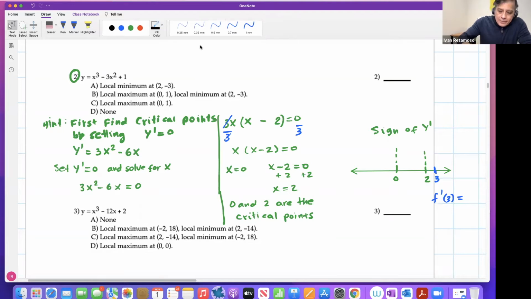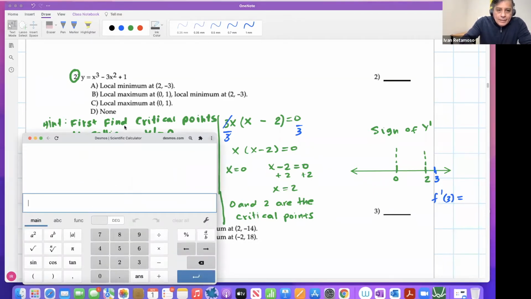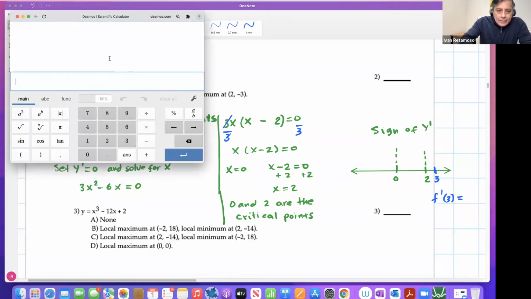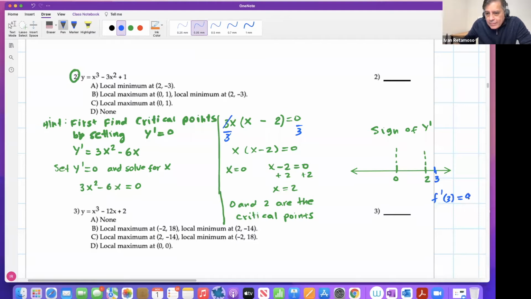I'll do it for everybody to see. If you plug into the derivative, 3x squared minus 6x, with x equal to 3: 3 times 3 squared minus 6 times 3. What I get is 9, positive. That's what really matters. 9 is greater than 0, so all this region is going to have a positive derivative. So increasing, sort of in advance.